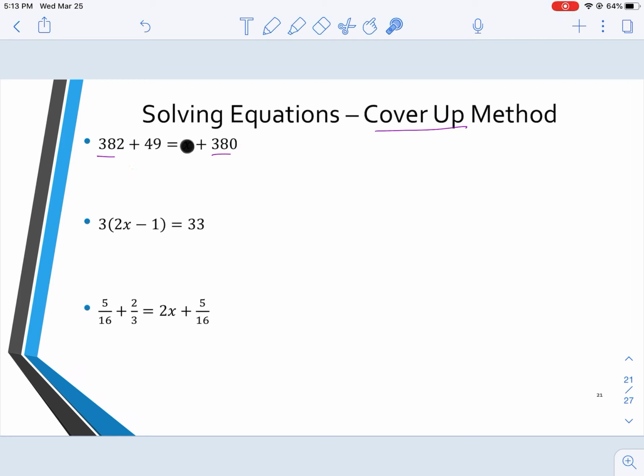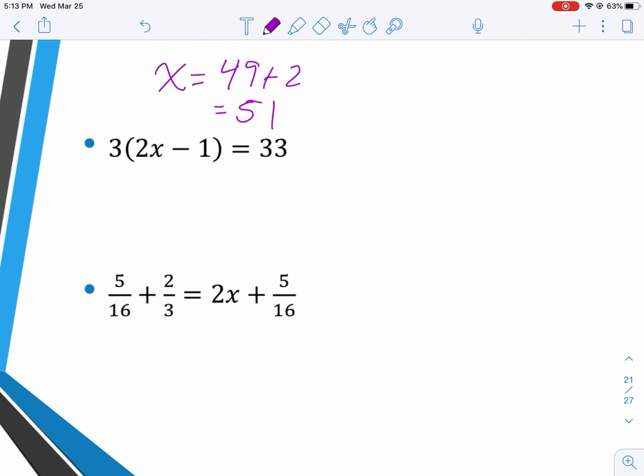So if I want these two to be equal, how do these two have to relate? Well, the covered up part needs to be two more to compensate for this two. So this covered up part, this x, has to equal 2 more than 49, which is 51. Pretty cool, huh?